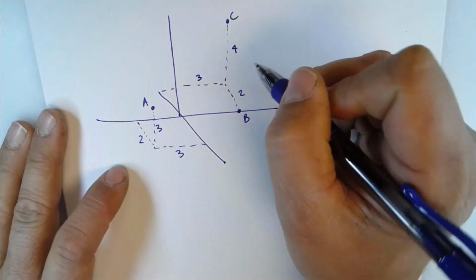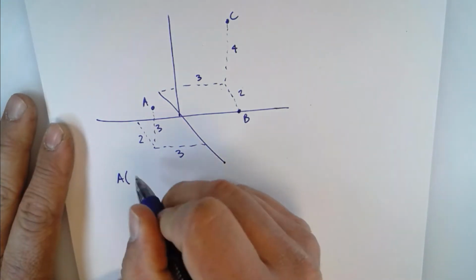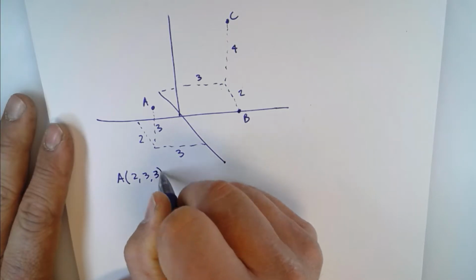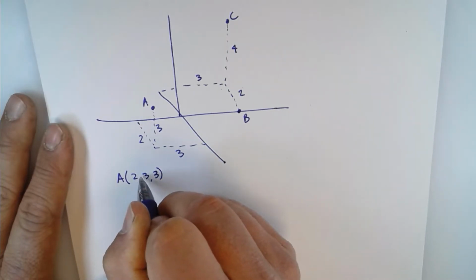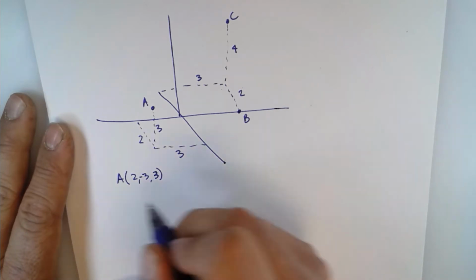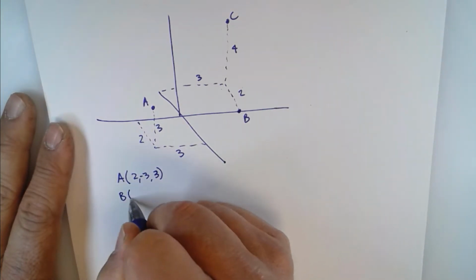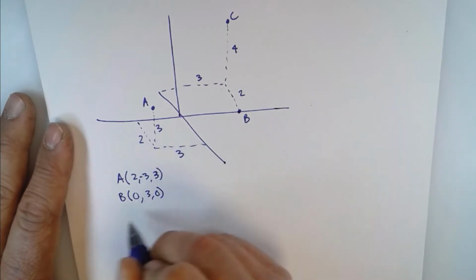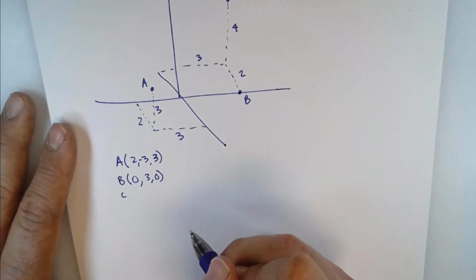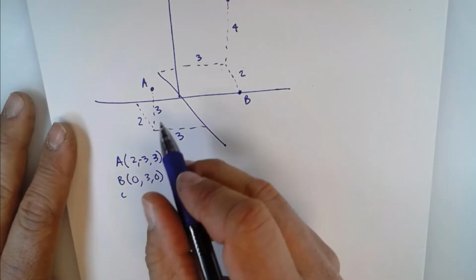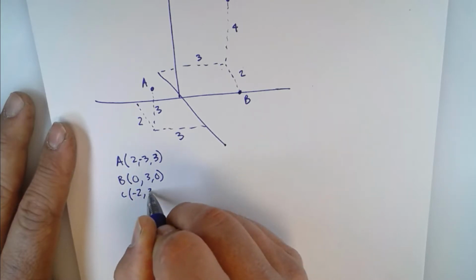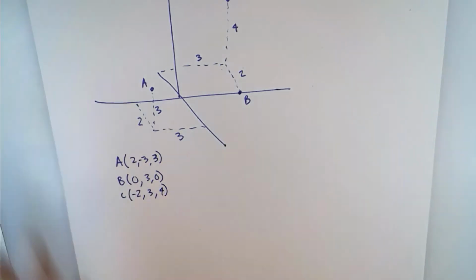So A has coordinates 2, 3, 3, and this is negative, right, in the y, so 2, negative 3, 3. B has coordinates 0, 3, 0, and C has coordinates, what would that be? Negative 2, 3, 4. Everyone good with that?